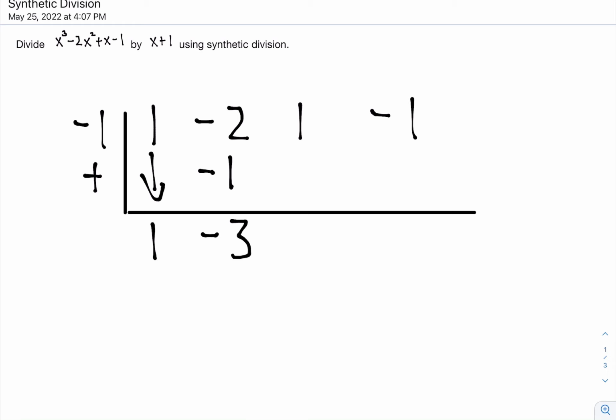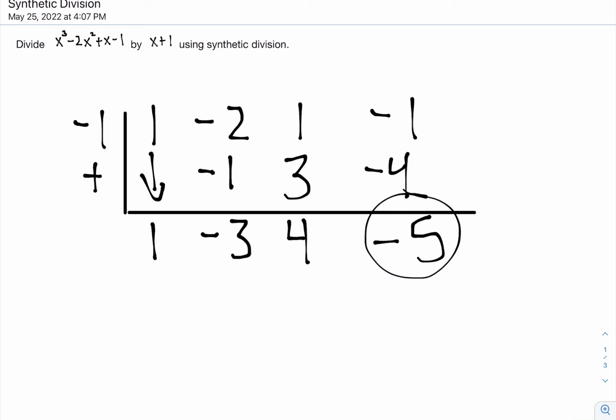Now what we're going to have is negative 3, this new number, times negative 1. Well, negative 3 times negative 1 is going to be positive 3. And now we have these two adding together. 1 plus 3 is 4. Now our new number 4 is going to multiply into negative 1. 4 times negative 1 is negative 4. And negative 1 plus negative 4, that's going to be negative 1 minus 4, which is negative 5.